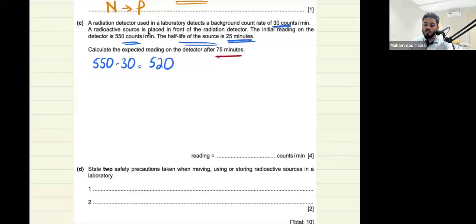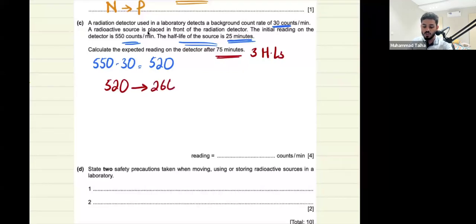Always in terms of a half-life question, think about how many half-lives have elapsed. So if one half-life is 25 minutes, 75 minutes means three half-lives. So I have 520, and now this is going to halve three times. So the number of arrows is the number of half-lives.